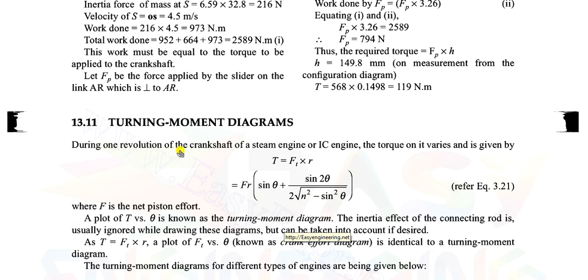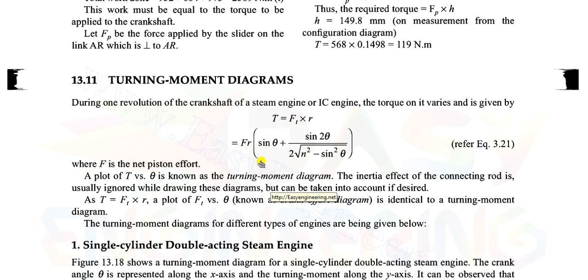So during one revolution of the crankshaft of a steam engine or IC engine, the torque on it varies and is given by this formula, where this is crank effort and this is piston effort. Both are different. We have seen this in the engine force analysis video.